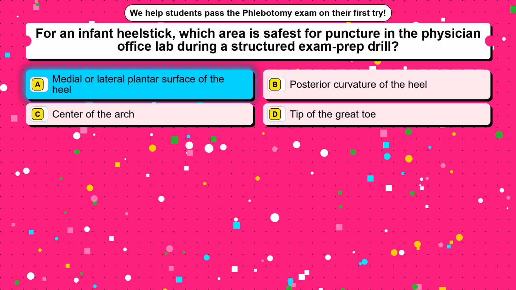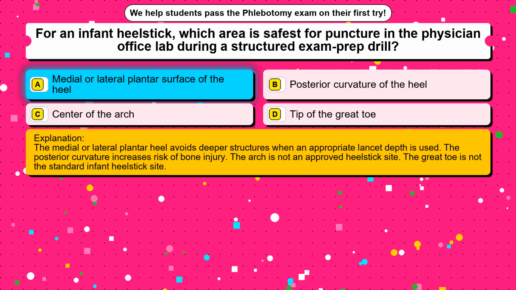The correct answer is option A. Medial or lateral plantar surface of the heel. The medial or lateral plantar heel avoids deeper structures when an appropriate lancet depth is used. The posterior curvature increases risk of bone injury. The arch is not an approved heel stick site. The great toe is not the standard infant heel stick site.